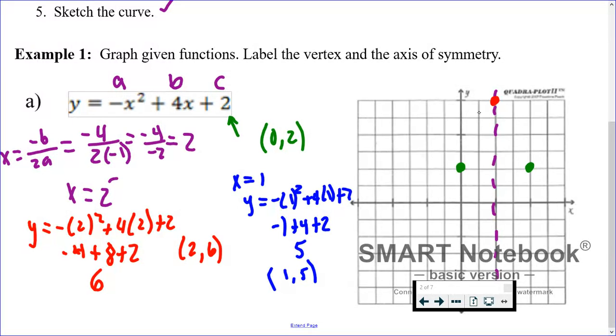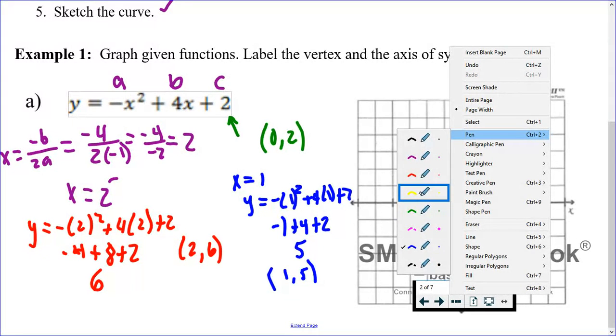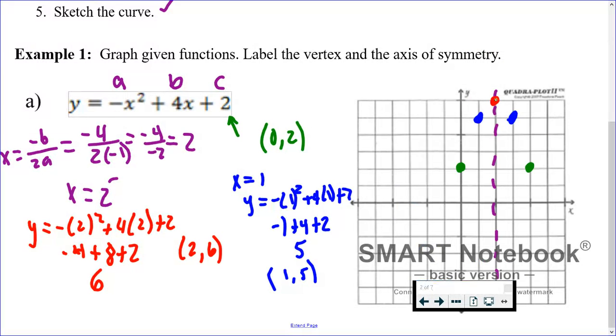So when I plot that point, it's here. I get its reflection. It goes here. And the last step is just draw a curve through those points. The only other thing I'm going to point out is this is opening down, and we could have known that, or I could have pointed that out ahead of time, because the a value is negative. If that a value was positive, this would have opened up.